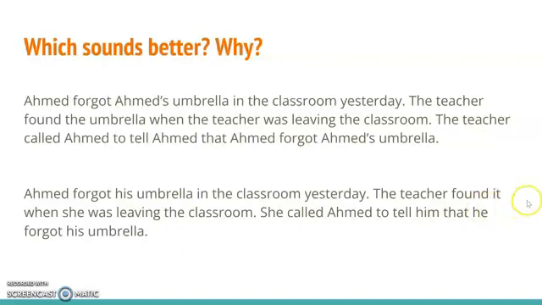I have two different little paragraphs here, and I want you to think about which one sounds better and why. The first paragraph: Ahmed forgot Ahmed's umbrella in the classroom yesterday. The teacher found the umbrella when the teacher was leaving the classroom. The teacher called Ahmed to tell Ahmed that Ahmed forgot Ahmed's umbrella.